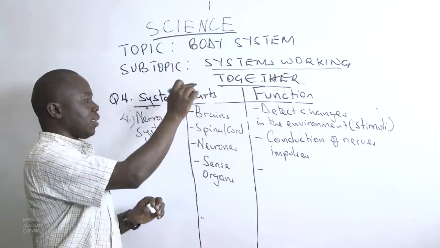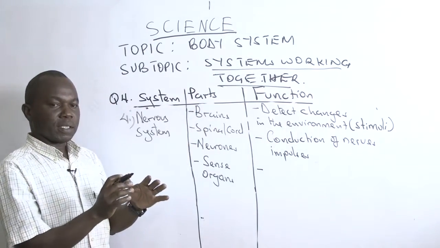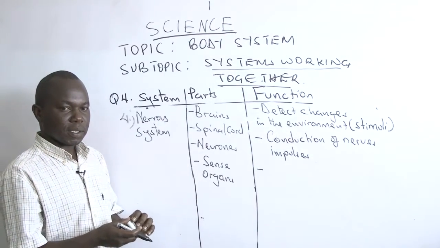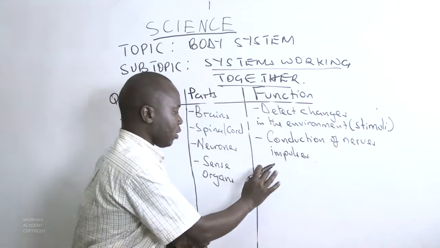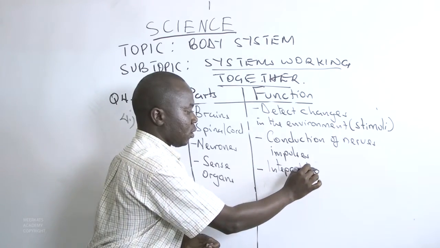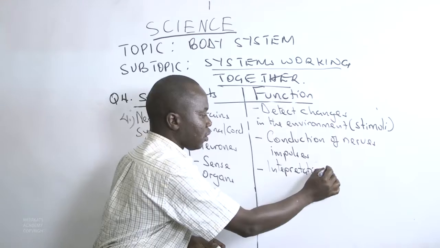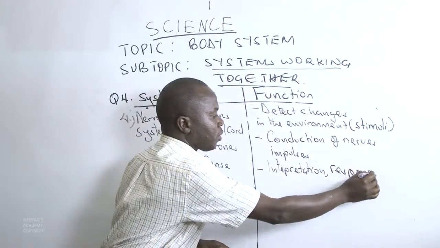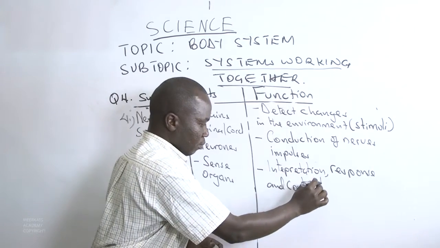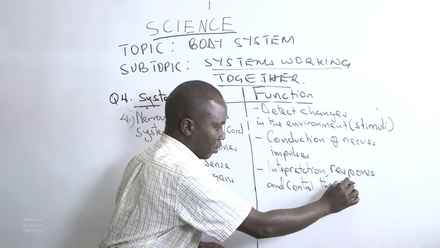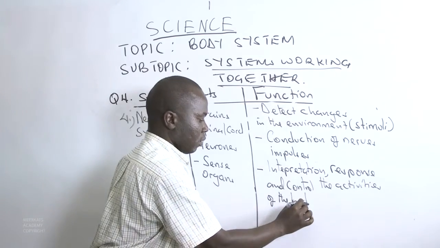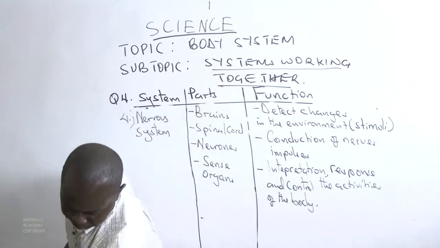And then this part here, the brain and the spinal cord, is the one that interprets and then controls the rest of the body systems. So interpretation, providing response, and control of the activities of the body.